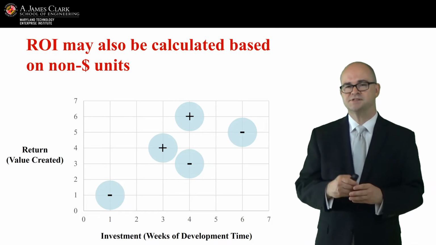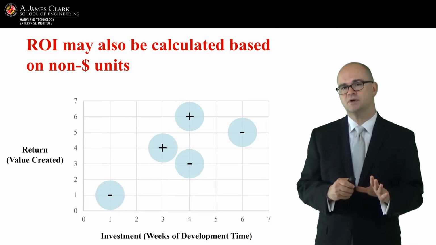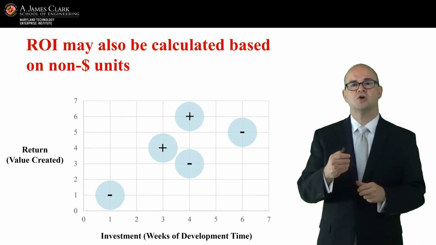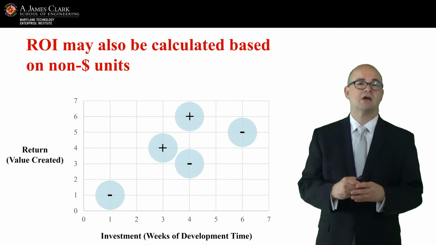So again, simple example here, 5 features that we're considering. Of the 5, we're only going to build 2. We're only building the 2 where the return divided by the investment was greater than 1.